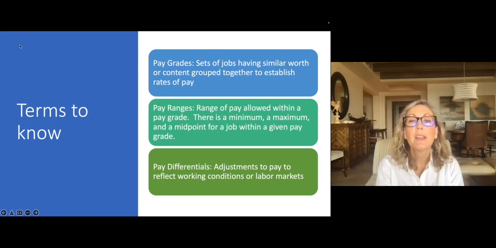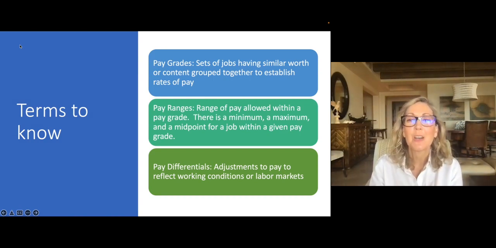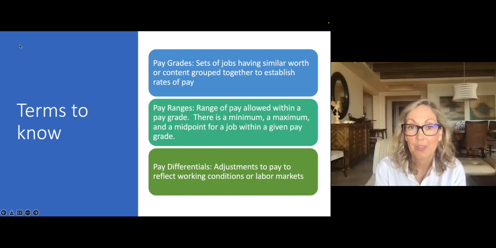So once we've created the pay structure, there are a few additional terms you need to know and understand for a compensation program. So one is pay grades. Most of you have probably heard pay grade when people say things like, that's above my pay grade. So a pay grade is where they group all the jobs that have similar worth.